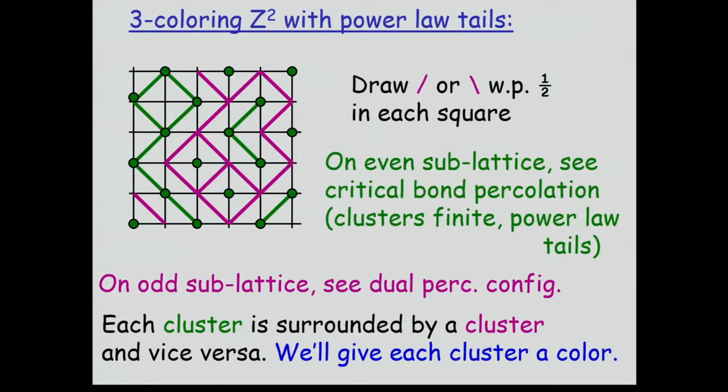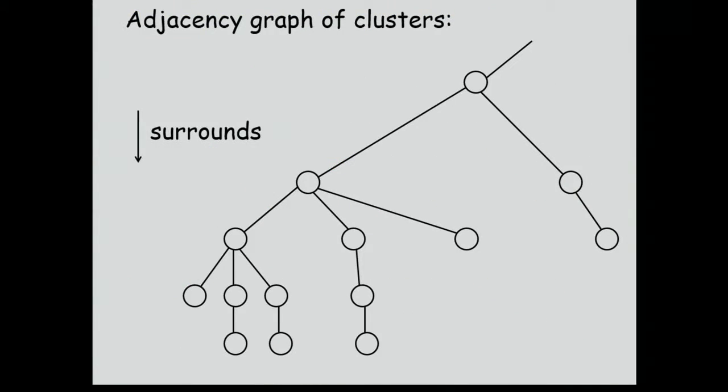So because it's bond percolation and its dual, each cluster, green or purple, is surrounded by some cluster of the other color, and vice versa. So if you look at the adjacency graph of clusters, where each node is a cluster in the previous picture, it's a one-ended tree. So each cluster is just surrounded by some other finite cluster, and you can keep going up as long as you want, but when you go down, the tree is finite. So that's what the tree looks like. So all I have to do is 3-color this tree, and that shouldn't be too hard.